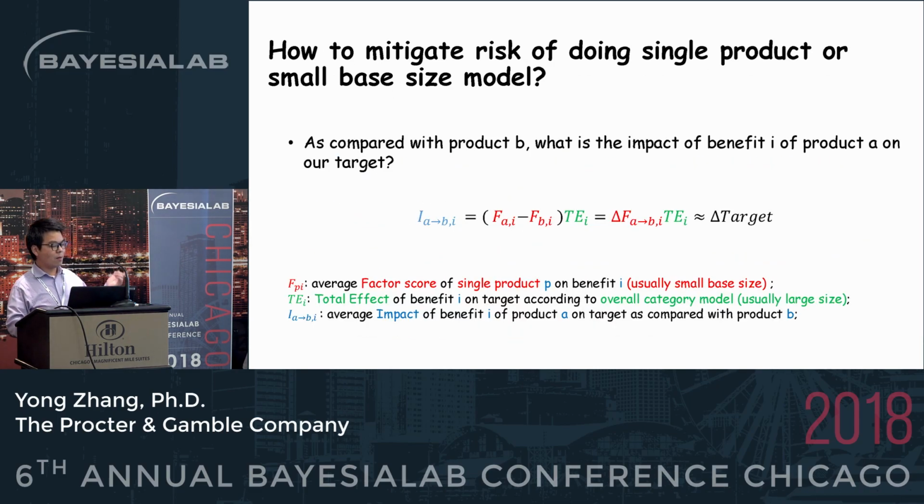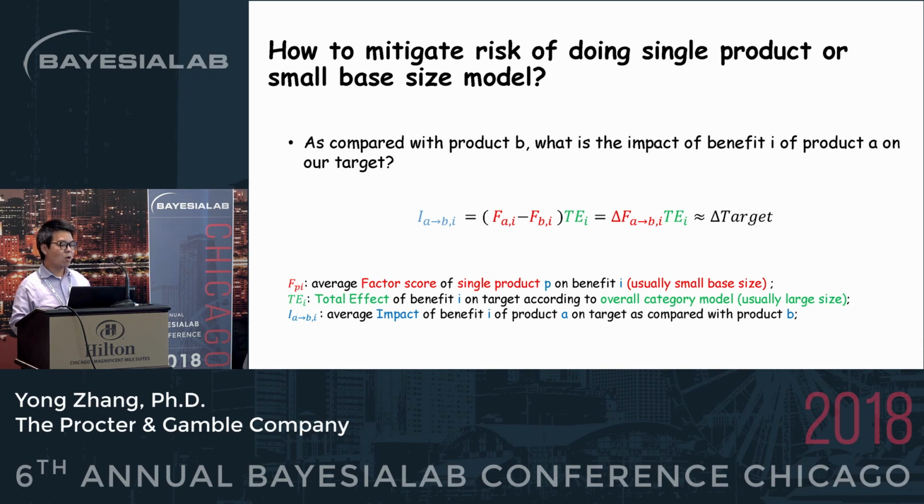And here, Lino already elaborated on the equation. So here's the idea. The total effect, the green part, is the information borrowed from the overall category model. You should really build a model using the overall category data. Or if you don't have the data, you use category knowledge, at least you know the rank of each of the benefits.